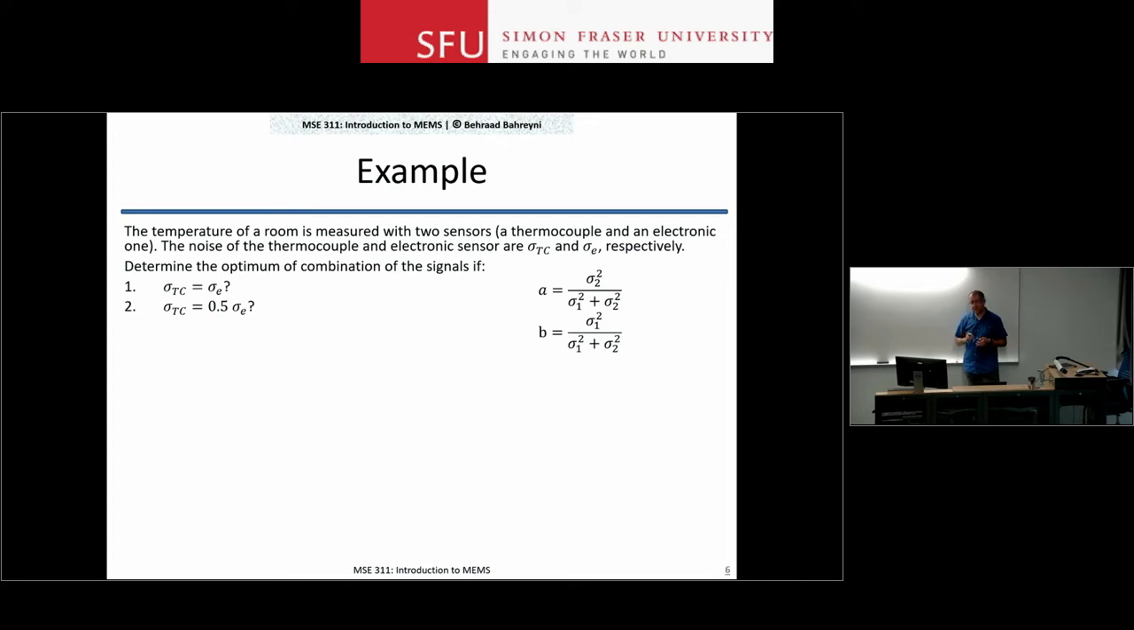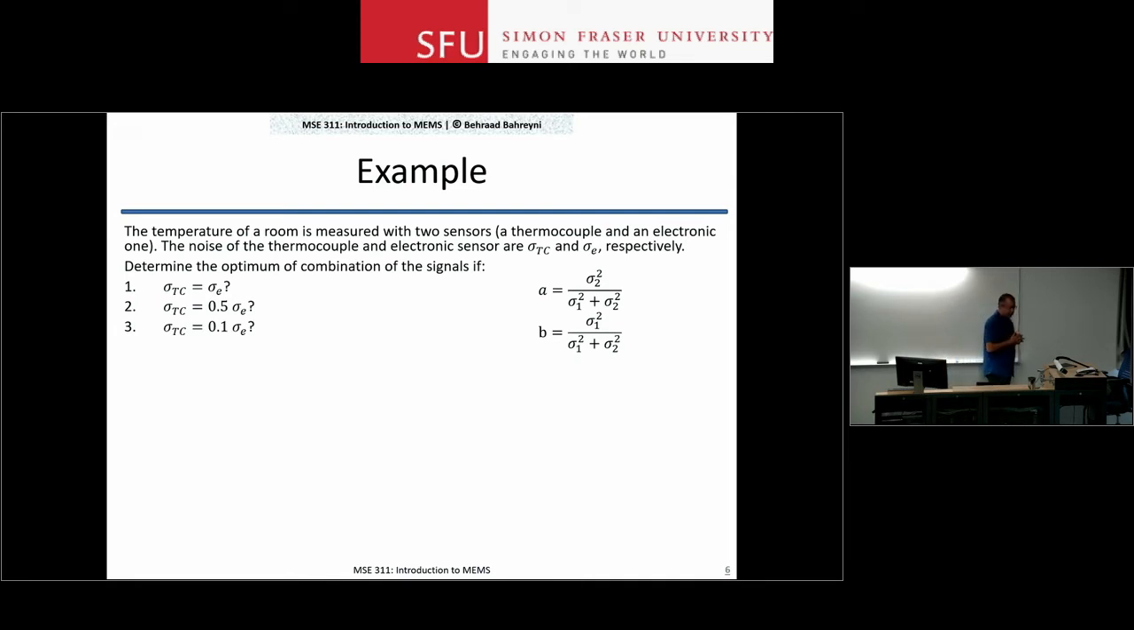However, if the thermocouple now has half the noise of your electronic sensor, then you will start to see that the scale is going to shift towards relying more and more on that thermocouple data. So in that case, you can show that you want 80% of the data to come from the thermocouple and 20% from the electronic sensor. And in the limit, let's say if my thermocouple is 10 times less noisy than my electronic source, then if you do the calculations, you'll see that I want to keep 99% of the data from the thermocouple and only add 1% of the data from the electronic data source, right, or the sensor.